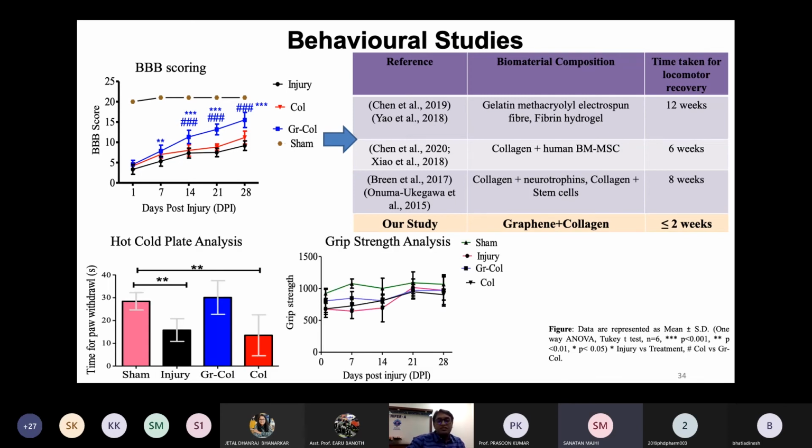Further behavioral analysis showed there was not a significant difference in the grip strength. So grip strength is fairly the same in all. It looks like even in the injury animal, the grip strength is not so compromised, and that's why there is no significant difference between any of the groups.